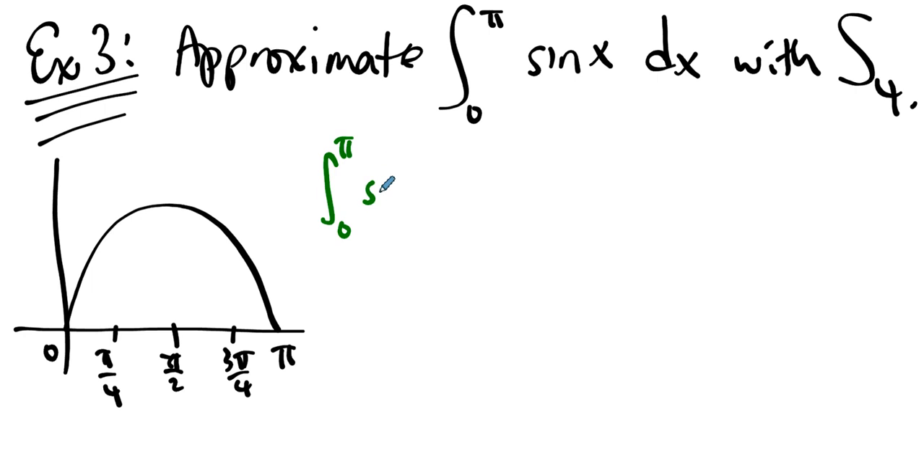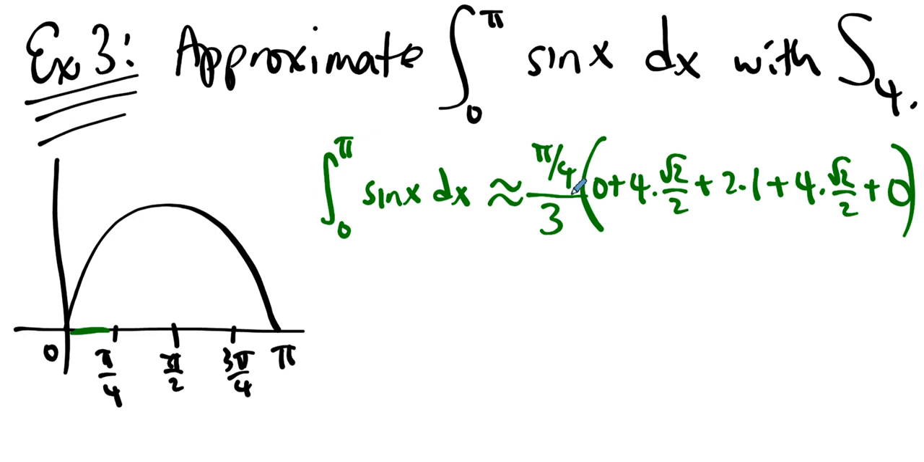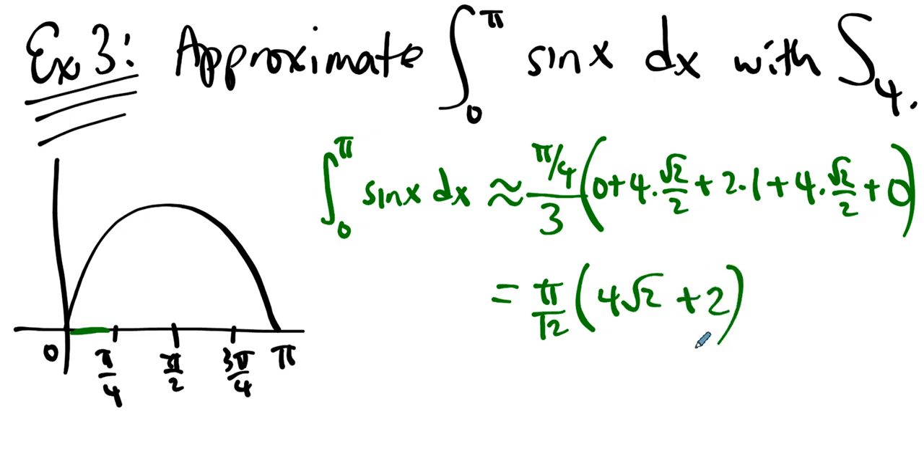Simpson's rule says that the integral is approximately delta x over 3 times a y value, 4 times a y value, 2 times a y value, 4 times a y value, a y value. What's delta x? It's this distance. So this turns out to be pi over 12 times (4 square roots of 2 plus 2). Is that good? Yes, that's really good. That's really, really good. So how good is Simpson's rule?